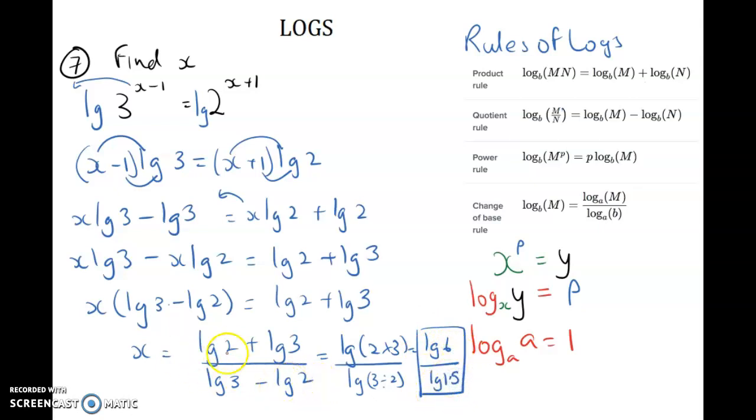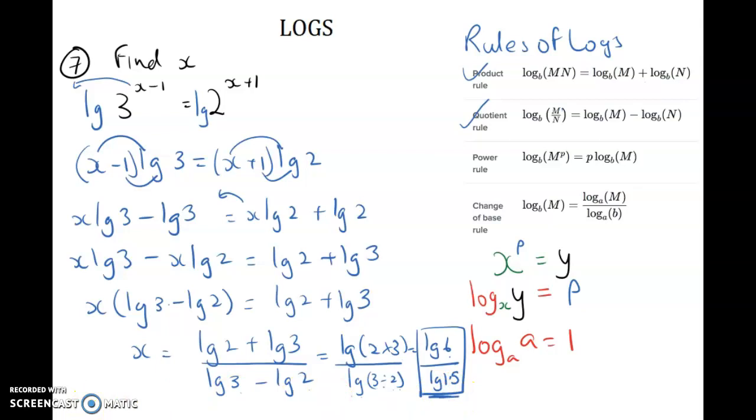So I hope you understand what I did there, right? The log 2 plus log 3, with the product rule of logs, it means log of 2 times 3, which is 6. And log 3 minus log 2 is the quotient rule. So it will be log of 3 divided by 2, which is log of 1.5. So this is the answer.